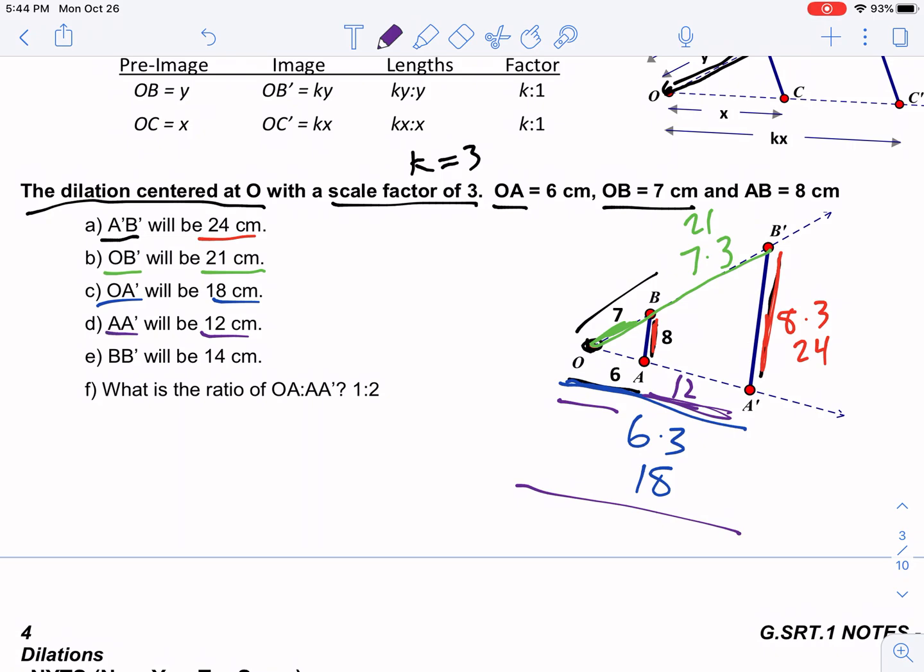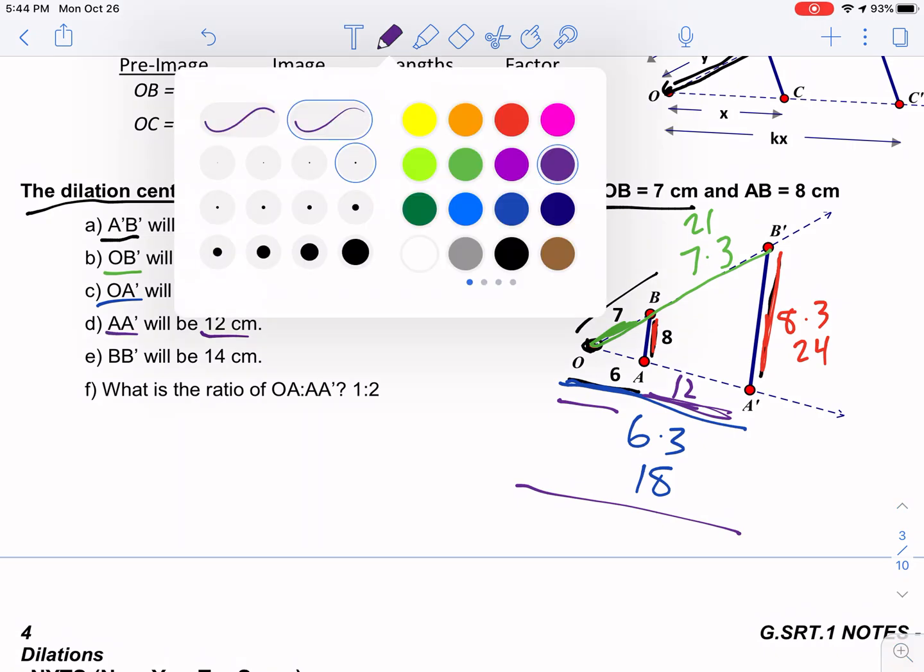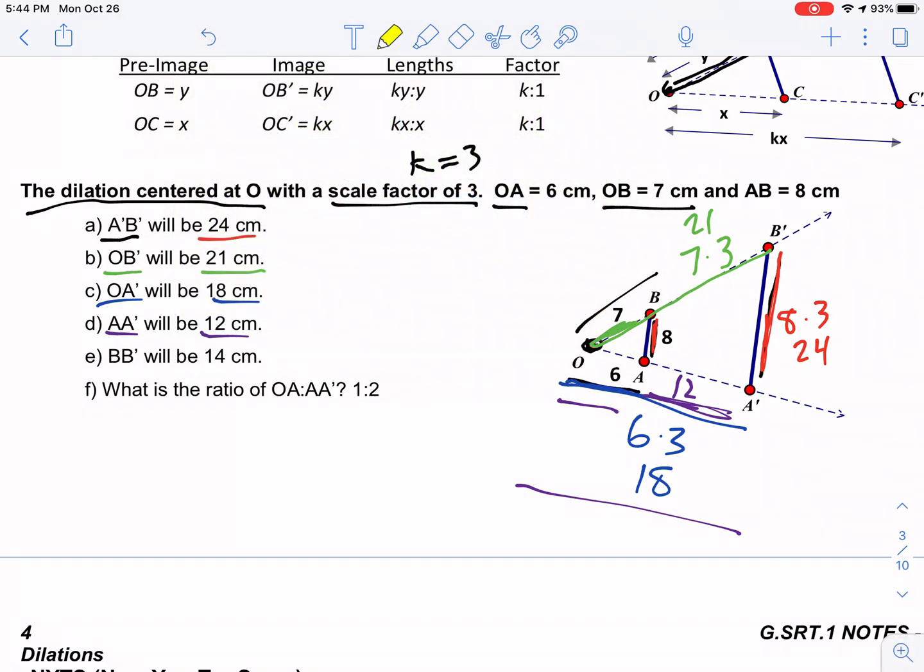Then what about B to B prime? Well, a similar argument here. Okay, let's use a different color, maybe yellow. Why not? If this is 7 and the whole distance is 21, then can't I just take 21 minus 7 to find this guy? Yeah, okay. Well, 21 minus 7 is 14. So B to B prime would be 14, okay? So all it is, is scaled according to what the given scale factor is, okay? In this case, we multiplied everything by 3.